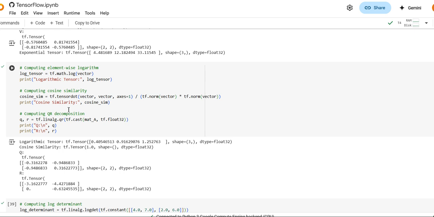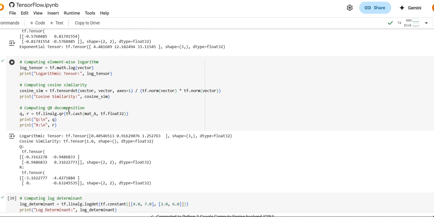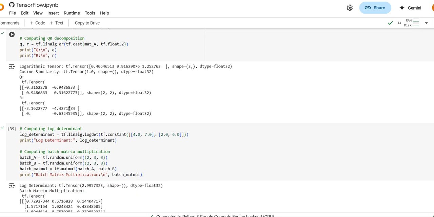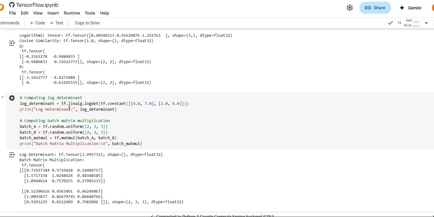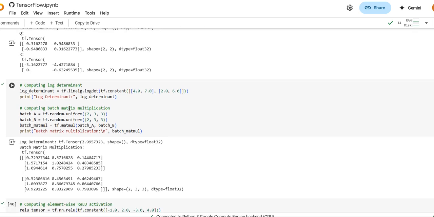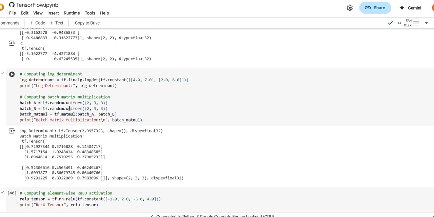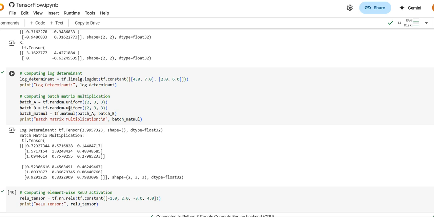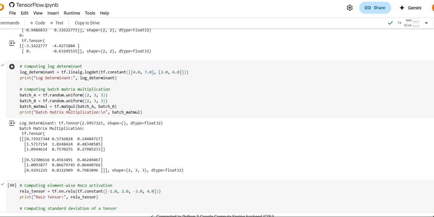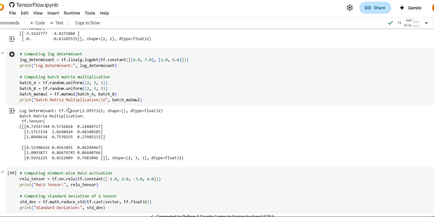Moving on to cosine similarity and QR decomposition. So basically cosine similarity measures directional similarity, whereas QR decomposition is useful in linear least squares. So moving on to logdet and batch matmul. So logdet is useful for numerical stability, whereas batch matmul is used to multiply matrices in batches, which is usually great for deep learning.